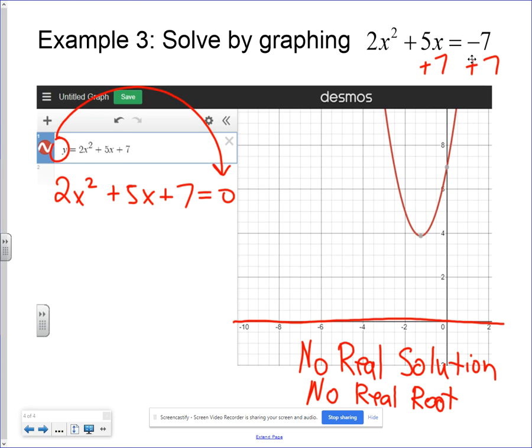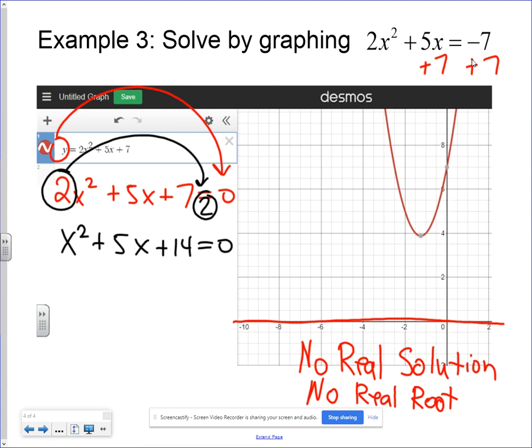Let's see. Watch why you can't do it by factoring. So let's do slip and slide. Slip the 2 to the back. We got x squared plus 5x plus 14 is equal to 0. Okay? I got a leading coefficient of 1. So I'm going to have to factor this. Try to. I'll put x and x down.